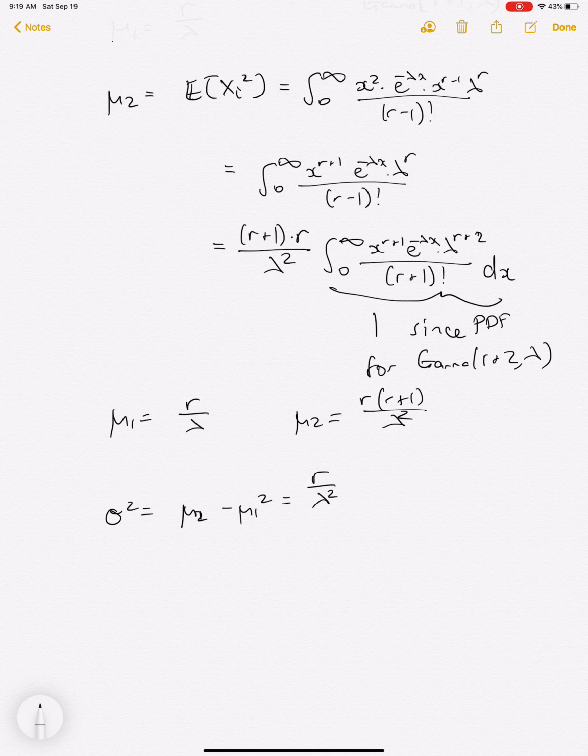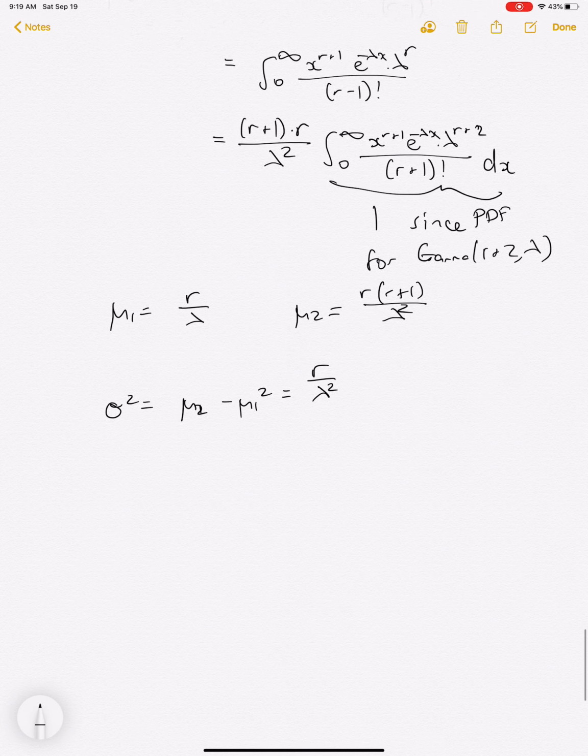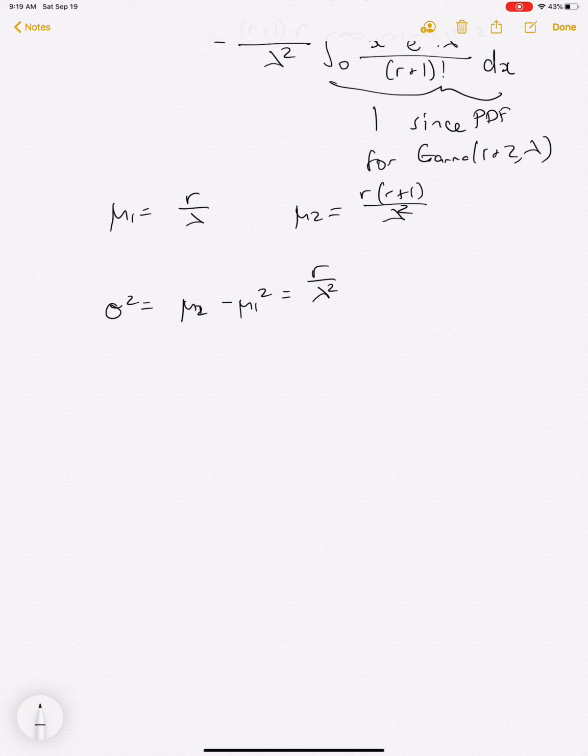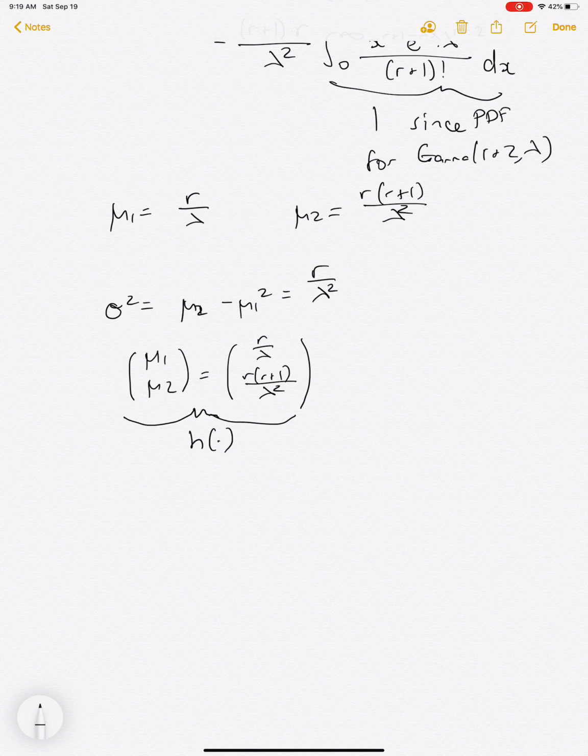Okay, so this gives us essentially the expression that we're looking for. We have that (mu1, mu2) is equal to r over lambda, and then r times (r plus 1) over lambda squared. So this is our h function here.